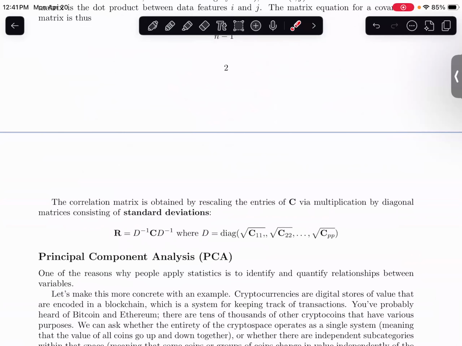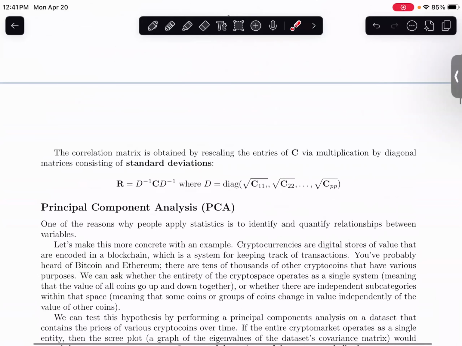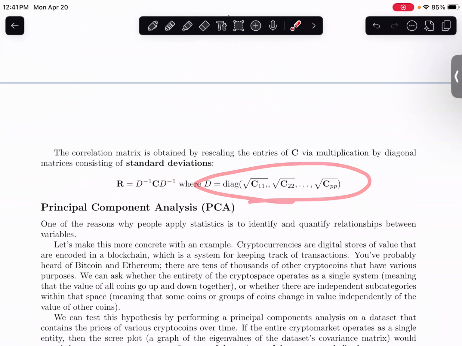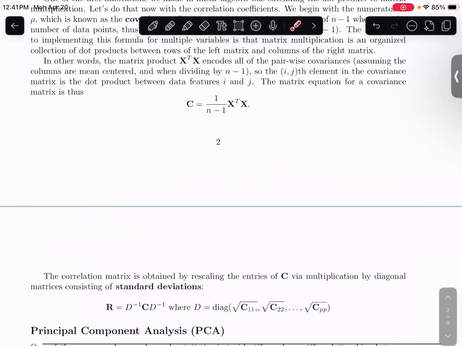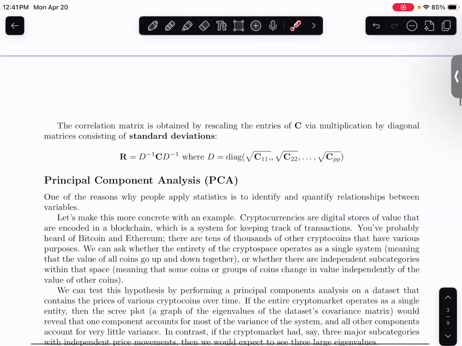We're not going to make use of this really at all, but just to be complete, you can get the correlation, which is this product where C is the covariance, and you multiply by this diagonal matrix here. So the square root of the diagonal of your covariance will give you the standard deviations. Right, so that's the idea behind the covariance matrix.